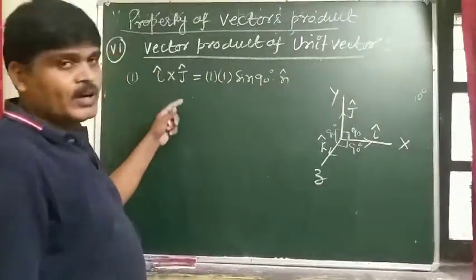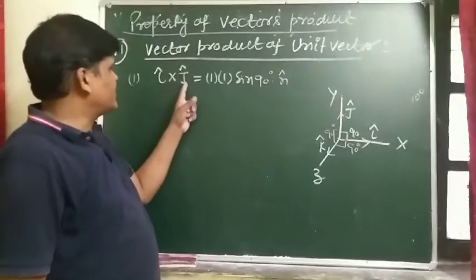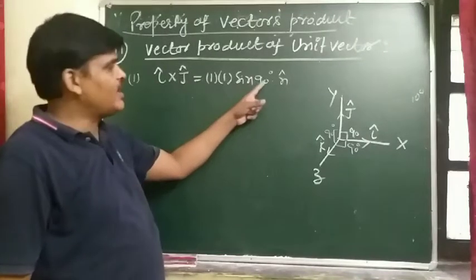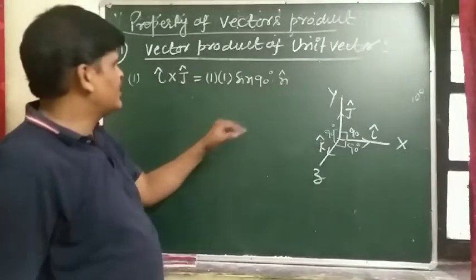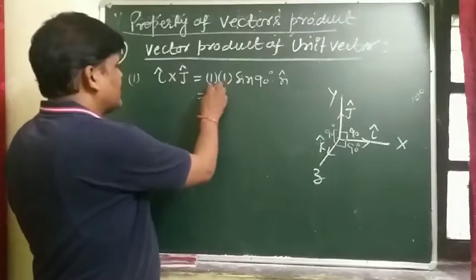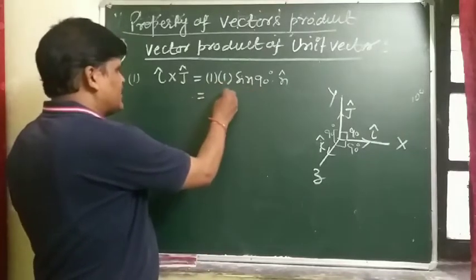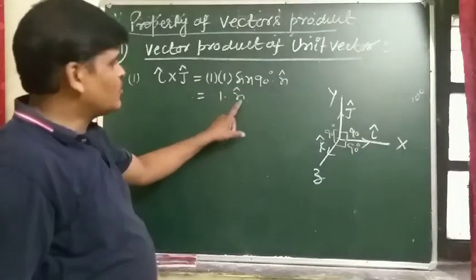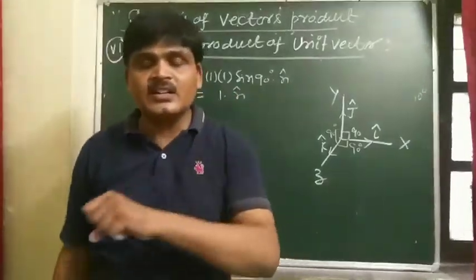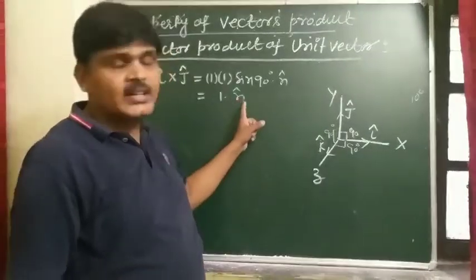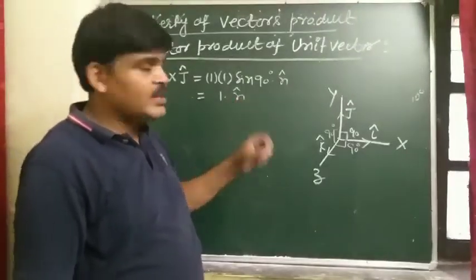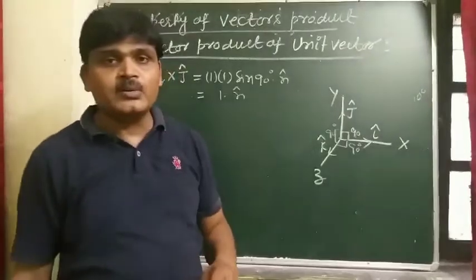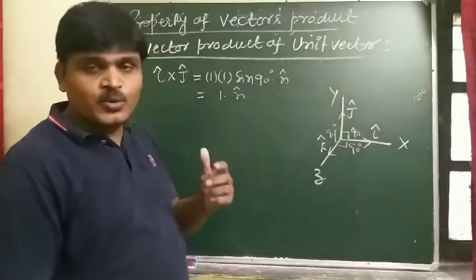And the unit vector is n. According to the formula, vector A cross vector B is AB sin θ n. So this will be 1 sin 90, which is 1. So that is only the unit vector. And student, what is n? n is the unit vector perpendicular to the plane containing the two vectors.